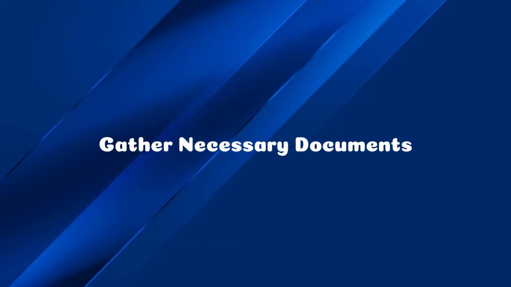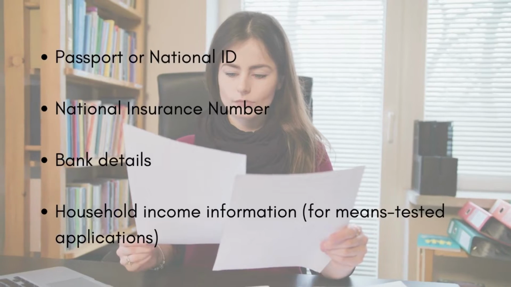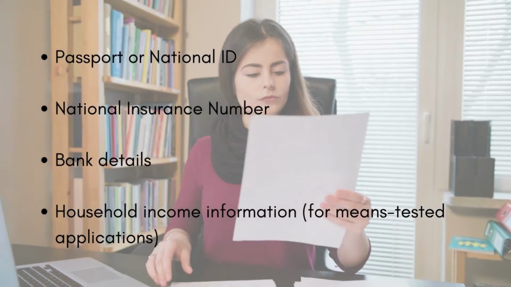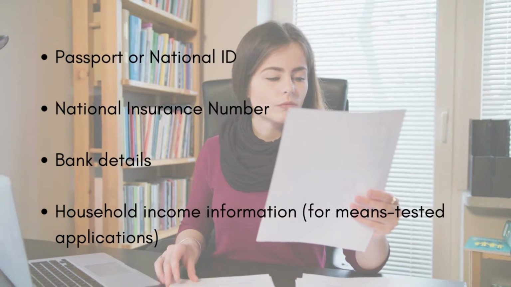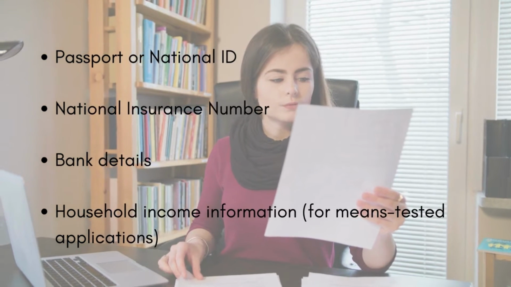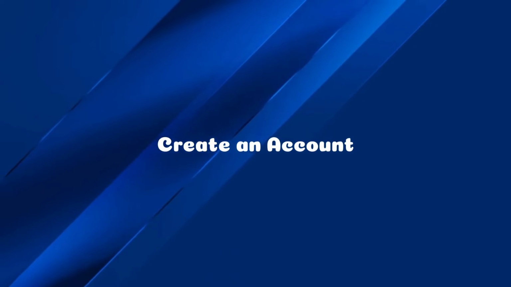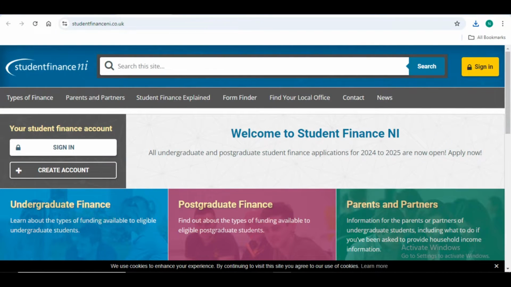You will need the following documents ready: passport or national ID, national insurance number, bank details, household income information for means-tested applications. Step 3. Create an account. Visit the Student Finance Northern Ireland or SFNI website www.studentfinanceni.co.uk. If it is your first time applying, click Register to create an account. If you have applied before, simply log in with your existing details.